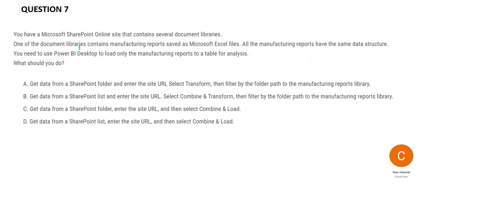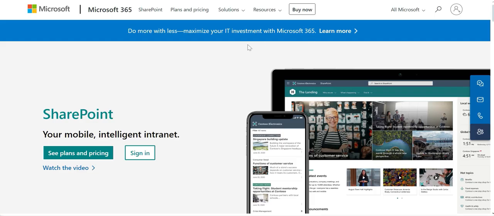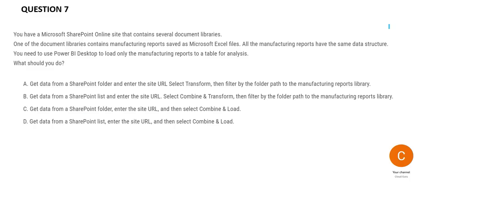Then this next question is saying that they have a SharePoint Online site. SharePoint is collaboration software. You can upload documents and share them with someone in your team or outside the team. This SharePoint contains a lot of document libraries, with a lot of Microsoft Excel files called manufacturing reports. All the reports are in the same data structure format. You use Power BI to load only the manufacturing reports. You don't need all the reports.